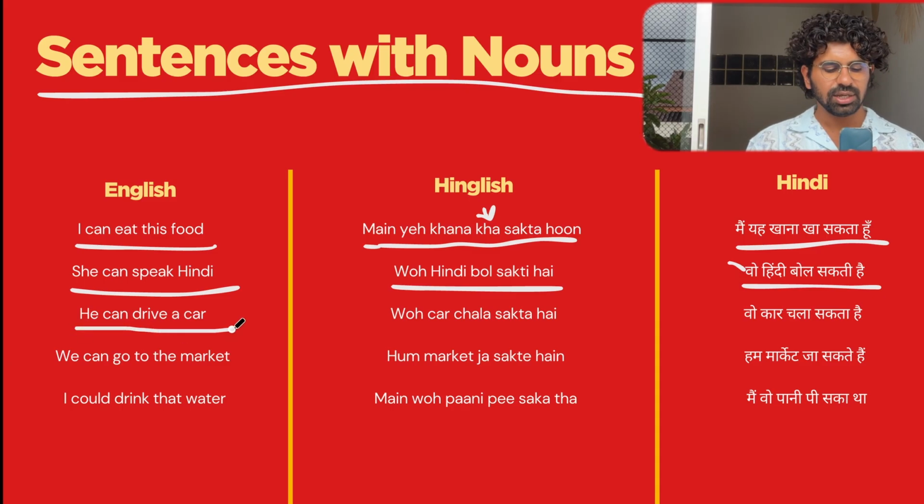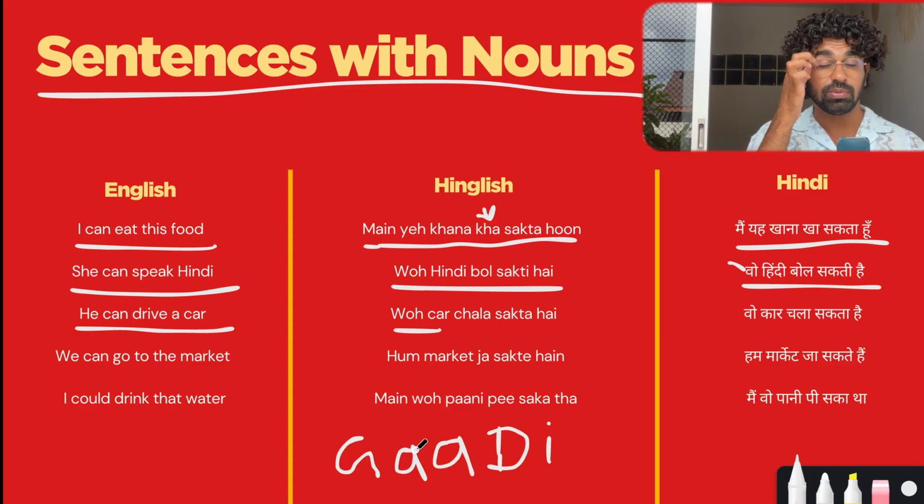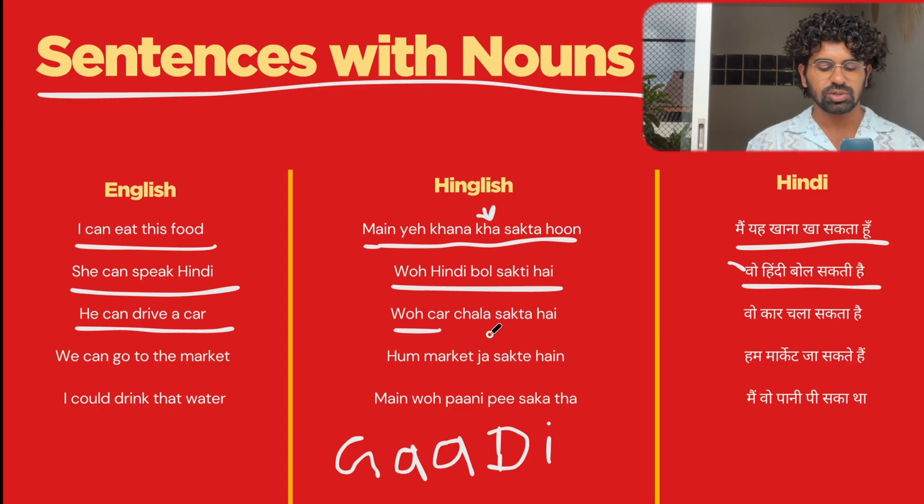Then the next thing is he can drive a car. वो car, you could say गाड़ी, that means car, right? Okay, so you could also say गाड़ी, which is GADDI. And that also means car, right? Even though I would say people use them both. I know a lot of people who say गाड़ी, so it's fine. Okay, so वो गाड़ी चला सकता है. He can drive a car. वो गाड़ी चला सकता है.